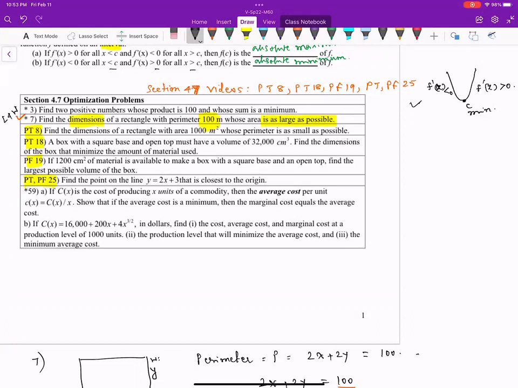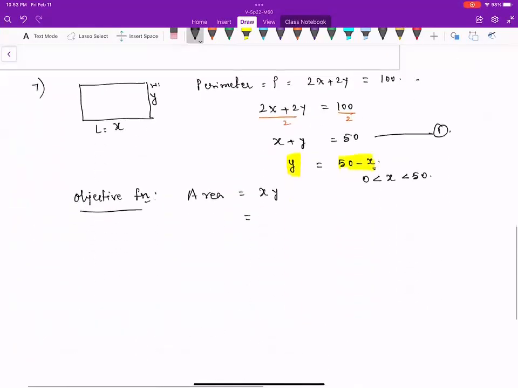Whose area is as large as possible. So that is the objective function. So x times, from what we have learned here in 2, we can substitute 50 minus x. That is the area function. Even though it involved 2 variables initially, we reduced it to 1 variable using the relation y equal to 50 minus x. Now, the area function is no longer a 2 variable function. It has only 1 variable, which is x. And this is the objective function, and this is the one that we want to maximize.